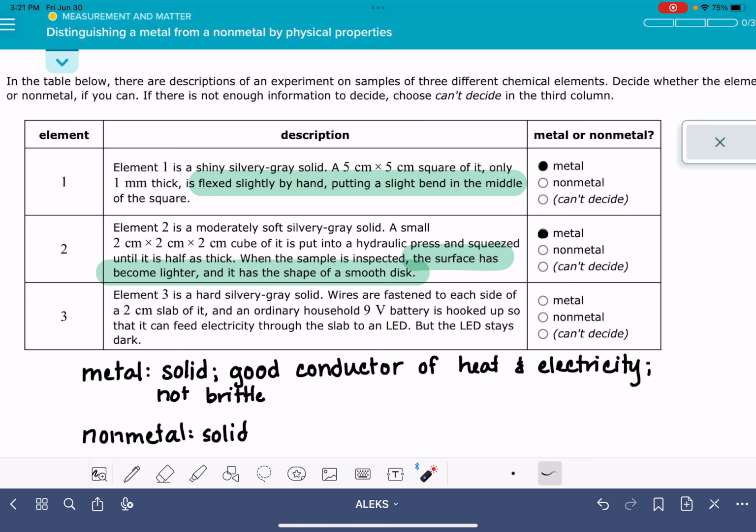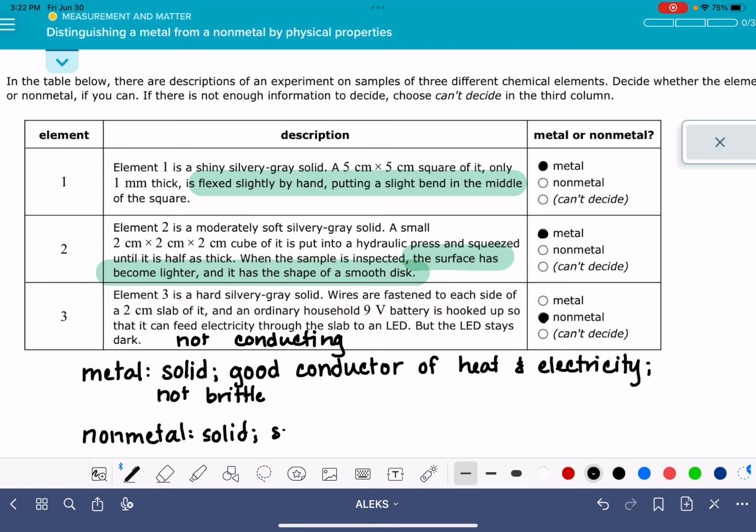Element number 3 says that wires are connected to the sample. It's plugged into a battery. It's hooked up so that it can feed electricity through an LED light, but the LED stays dark. That means it is not conducting electricity, which would mean that it is a nonmetal. It's non-conductive. I have seen some of these conductivity ones where it says it connects it to some sort of power source, like maybe a 9-volt battery, and it causes the sample to smoke or catch on fire or change different colors or something like that. That would be a nonmetal.